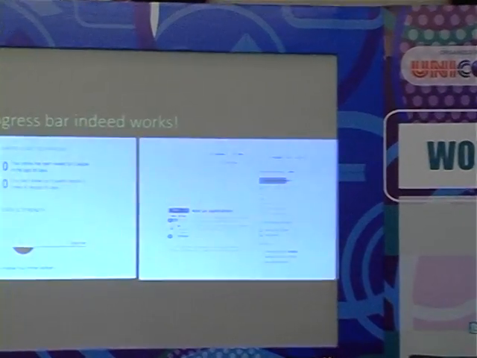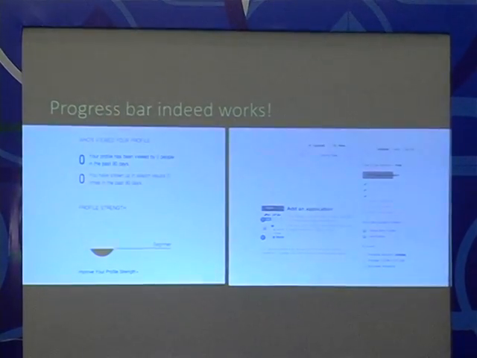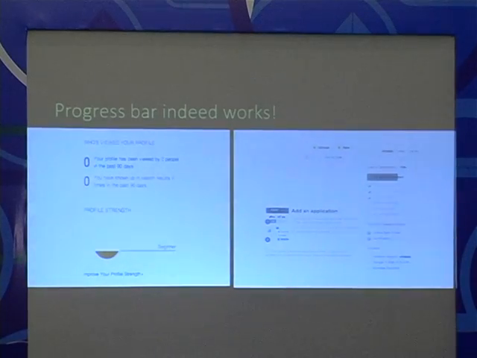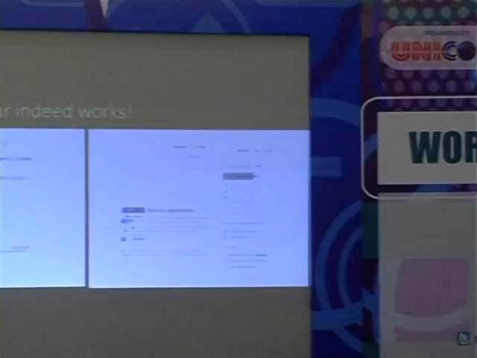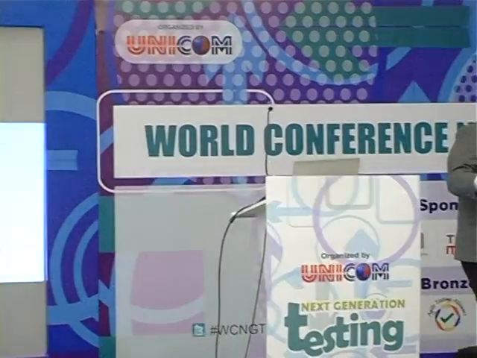LinkedIn. So this is a LinkedIn application. They have gamified their process. So earlier you wouldn't have seen this progress bar. So this progress bar is similar to what we see in games, where after progressing through certain levels, the progress bar slowly increases or decreases.